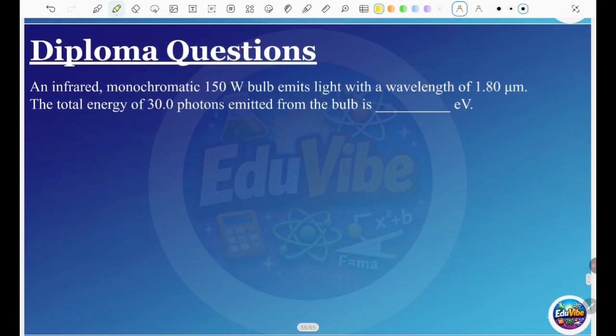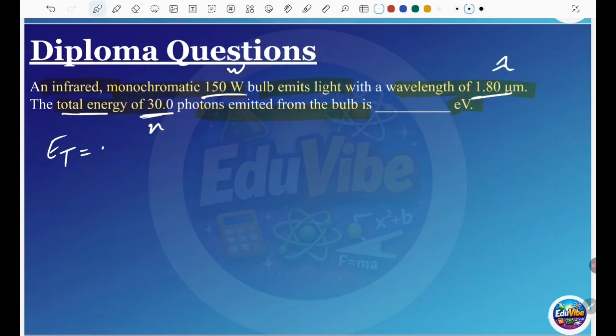Next: a monochromatic 150 watt bulb emits light with a wavelength of 1.80 micrometers. The total energy of 30.0 photons emitted from the bulb is this. So we have to find the energy. You have n over there, which is your n, the number of photons emitted. And this 150 is given, which is your W. Your wavelength is also given to you. So we have to find the total energy.